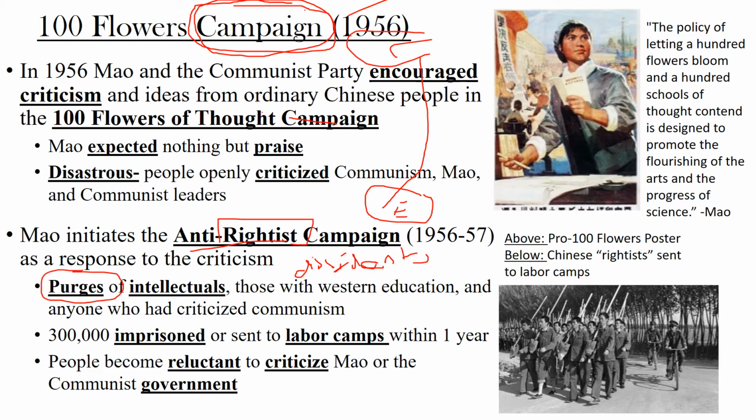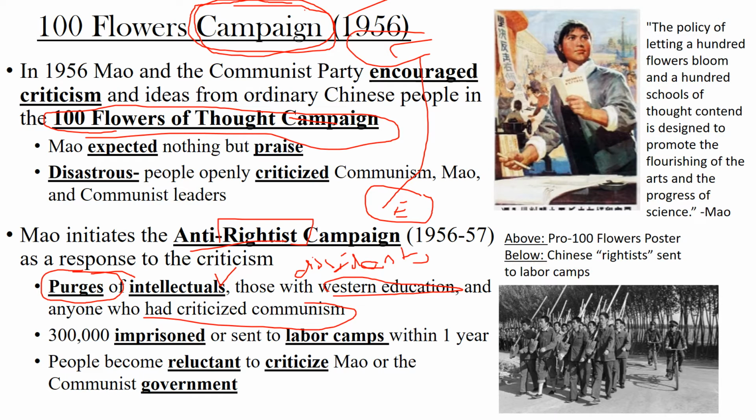Yeah, it's purge time. It's been a couple years. It's time to go to Purge Town. And they're purging specifically intellectuals, because these are the ones that were the best writers and had, arguably, the better ideas for proper criticism. And so this was intellectuals, people with college educations, Western education. If you had spent any time out of China and had received a university degree from Oxford or the University of Paris or anything like that, and anyone who had criticized communism.